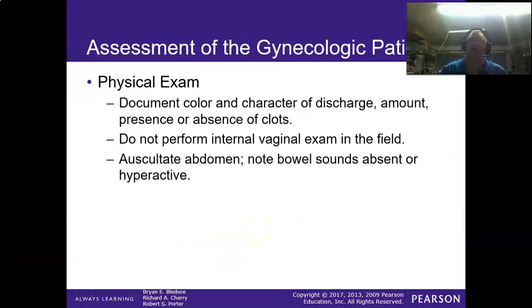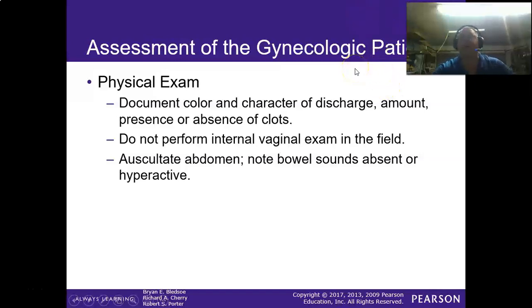The color of the discharge, again, most of the time, menstrual blood is not bright red. It's usually a darker reddish color. It is not the bright red, and there shouldn't be too many, I've seen a little bit of clotting, but not much. But again, you don't ever do an internal vaginal exam in the field. Do not. I can name multiple paramedics that have been fired for doing just that.